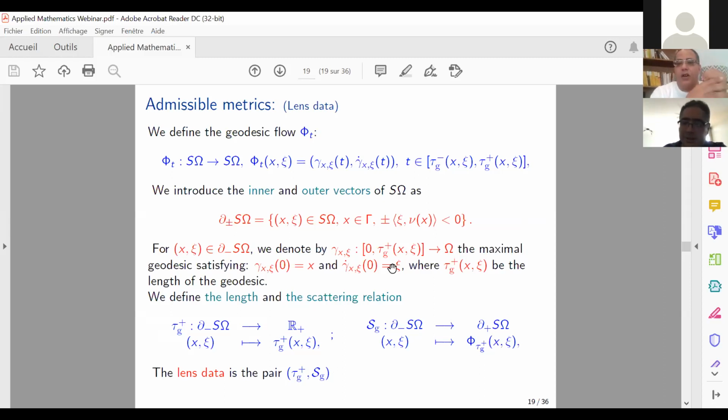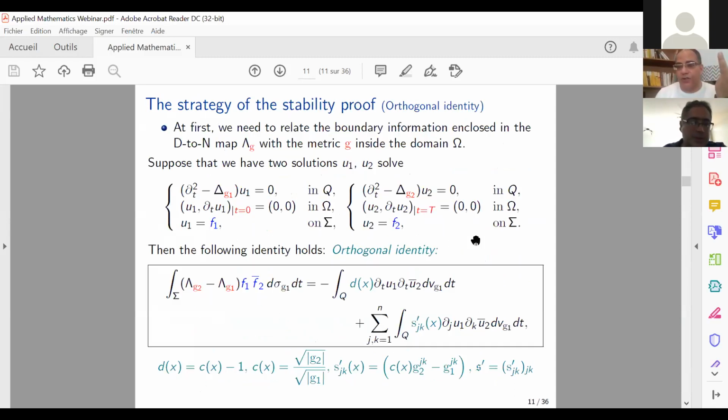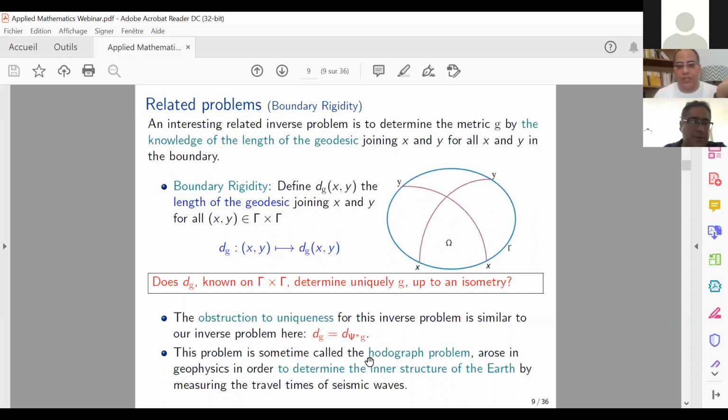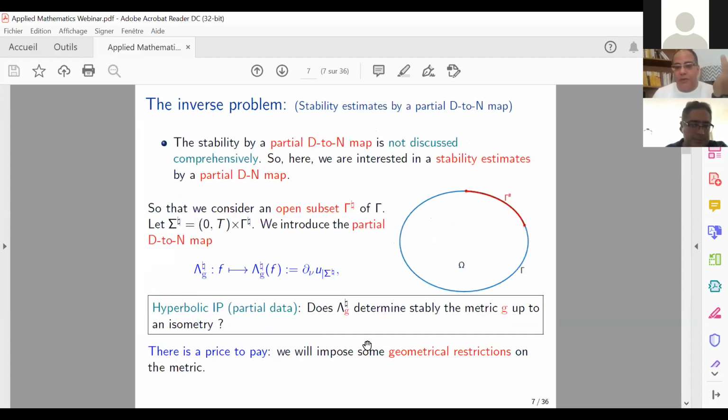Of course, as I have mentioned in my talk, this is not true because there is some gauge invariance. For example, if you consider some gauge transformation, we can have the same geodesic distance, but there is no reason that G equals the pullback of the metric. Then, in terms of the Dirichlet-to-Neumann map, the two problems are equivalent. Identifying the metric from its boundary information or measurements, which are given by the Dirichlet-to-Neumann map, is equivalent to the rigidity problem of identifying the metric from the geodesic distance on the boundary.